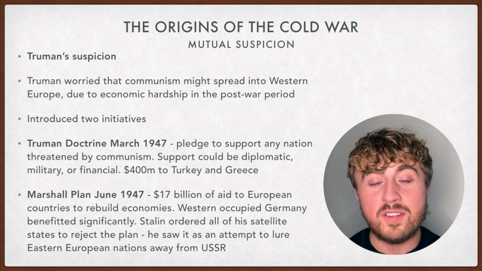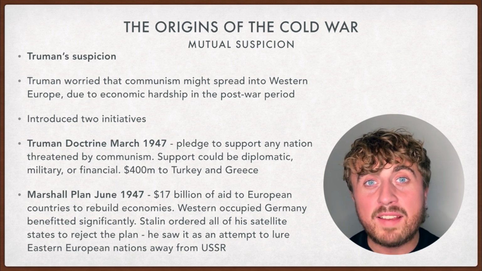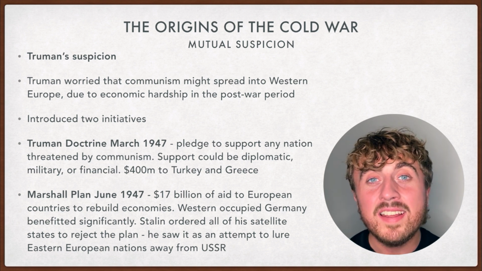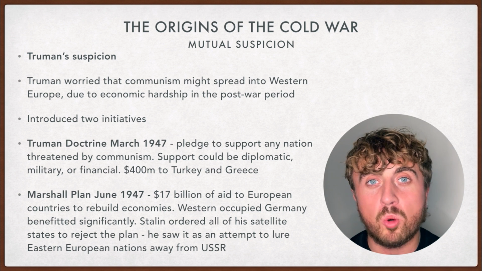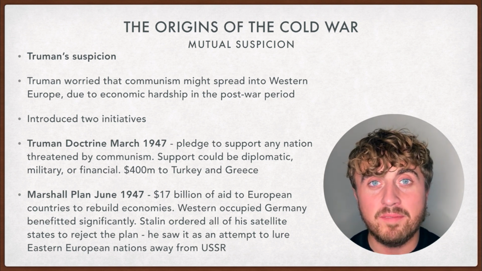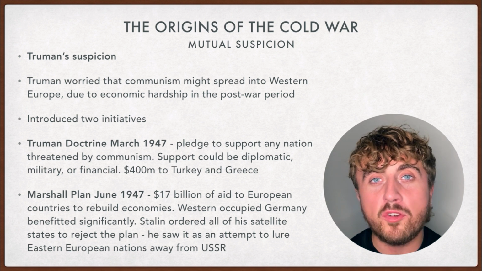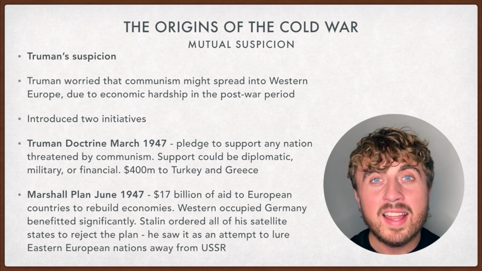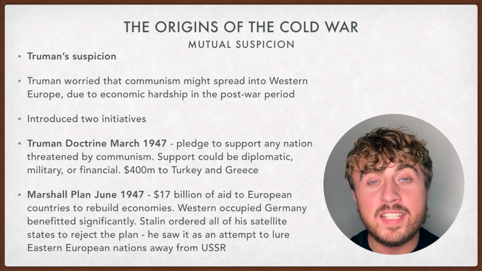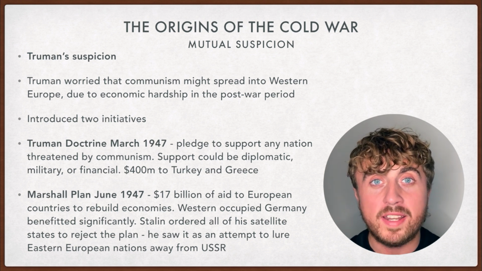The other initiative is the Marshall Plan of June 1947. This plan gave $17 billion of aid to European countries who were struggling economically following the end of World War II. Western-occupied Germany benefited massively from this plan. Stalin forbade Eastern European nations from taking part in this plan. He viewed the Marshall Plan as a way for the West to lure Eastern European countries away from communism and towards capitalism.